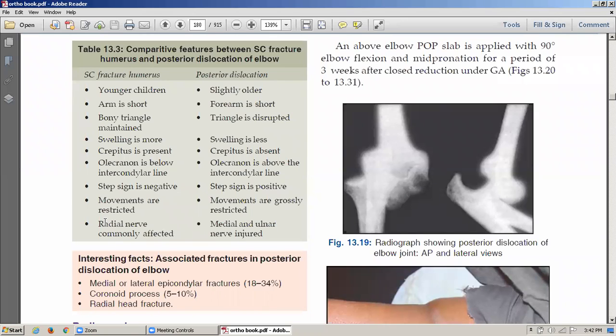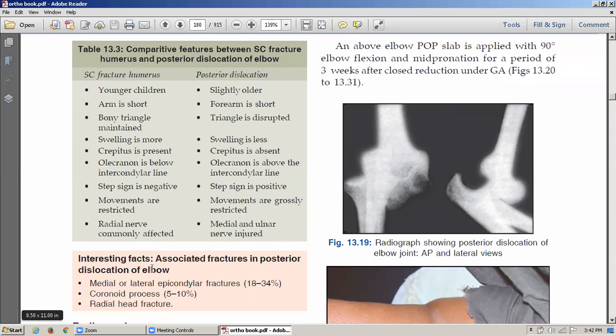Then the posterior dislocation shows the forearm is short, the triangle is disrupted, swelling is less, crepitus is absent, the olecranon is above the intercondylar line, the step sign is positive, and the movements are grossly restricted. So the median and ulnar nerve are injured.